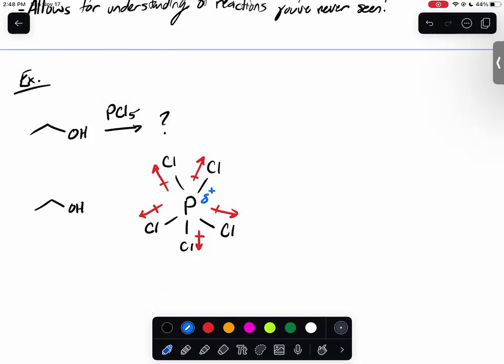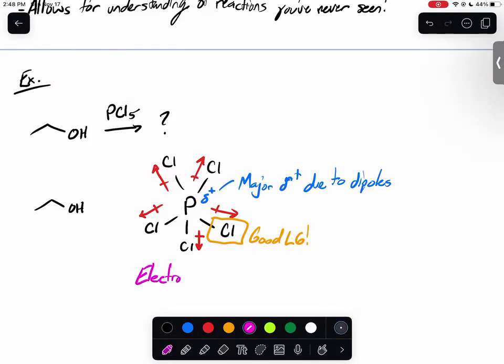The other thing that we see with these chlorines is that chloride is a good leaving group, right? So if we have a good leaving group and a major partial positive charge due to dipoles, really there's only one conclusion this leads us to. We would say that this here is an electrophile. And this shouldn't be too much of a surprise because if we think about alcohols in general, these are usually weak nucleophiles, right? Because that oxygen has some lone pairs that it's happy to give away. So we've identified a nucleophile and an electrophile.